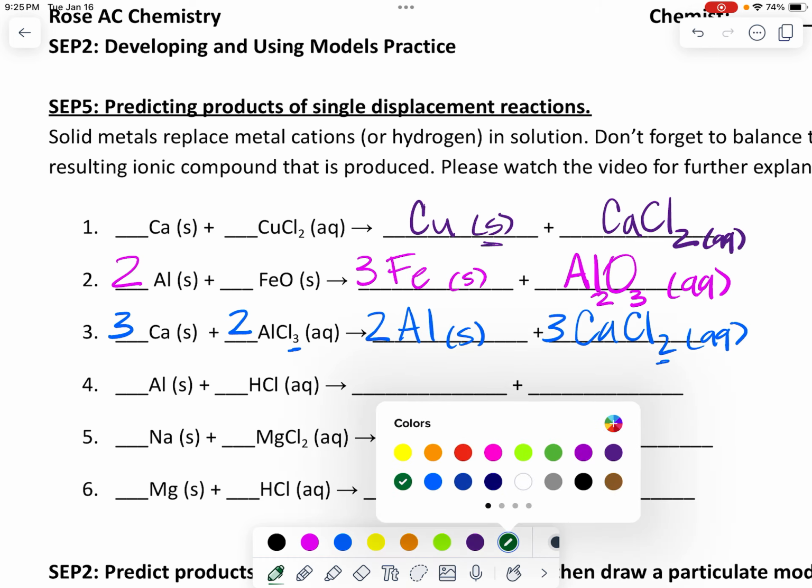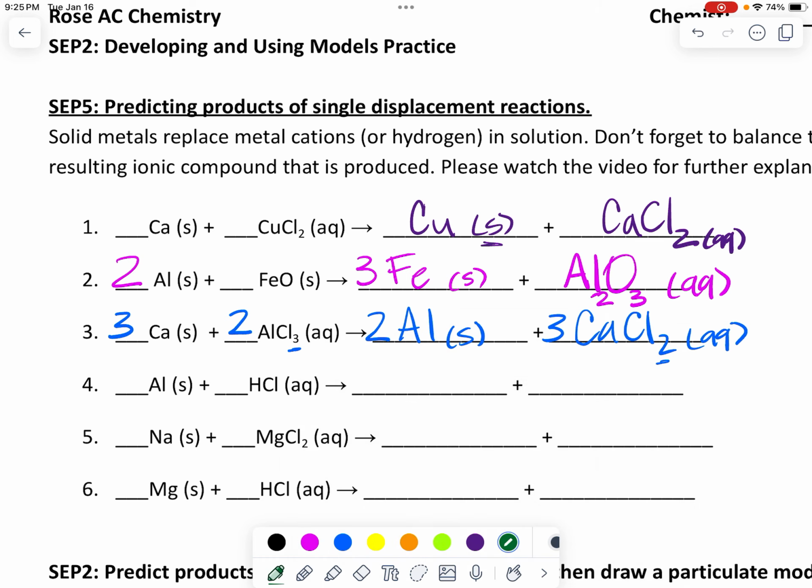So this is the only time we've seen this so far, where now I have a metal and I have a solution, but notice I don't have a metal in this compound. HCl, or hydrochloric acid, does not have a metal. However, it is an ionic compound. Hydrogen can act as a +1. In this case, it does. And then chlorine is a -1.